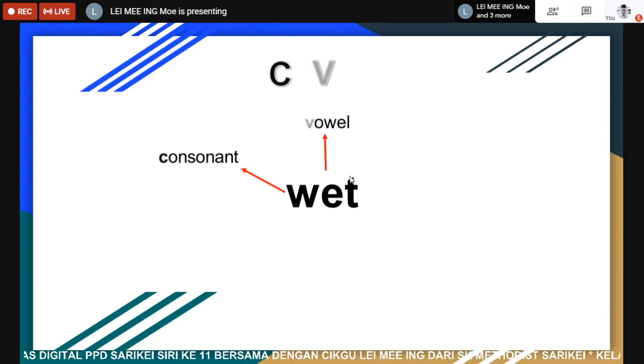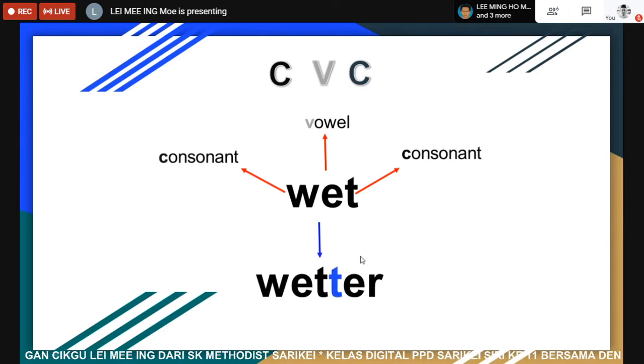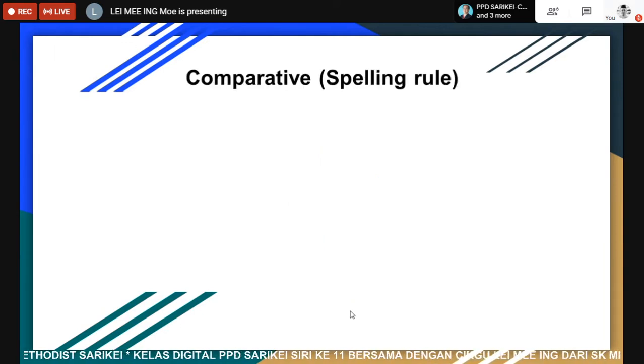E here is a vowel, okay? T here is a consonant. So we have C, V, C. Wet, only one syllable. So we double the consonant T and then we plus ER. So wet becomes wetter. Right? We move on to the next slide.